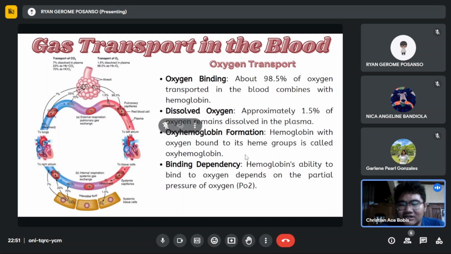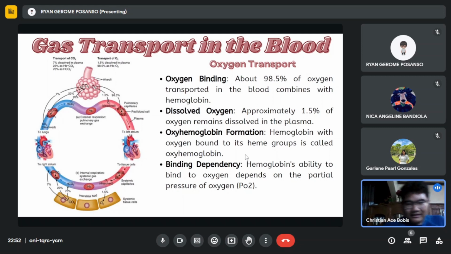Next is oxyhemoglobin formation. When oxygen binds to the iron atoms in the heme groups of hemoglobin, the resulting compound is termed oxyhemoglobin. This formation is crucial for efficient oxygen transport, as oxyhemoglobin is stable and can carry oxygen from the lungs to the tissues throughout the body. The reversible nature of the binding allows hemoglobin to release oxygen where it is needed most.